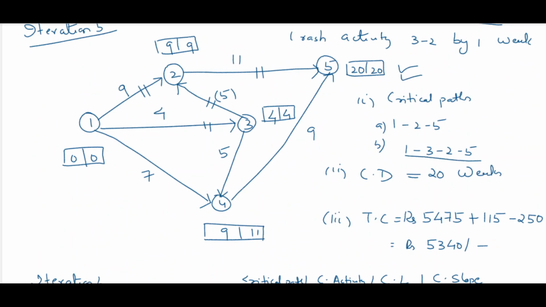The critical path is 1 3 2 5, because 1 2 5 we have already crashed. The critical duration is 20 weeks and the total cost will be 5340. So this is the final result. Critical path is 1 3 2 5, critical duration is 20 weeks and total cost is 5340. We are not considering iteration 6 because by using iteration 6 we also get the same time, 20 weeks. So no need to go further. This is the end.